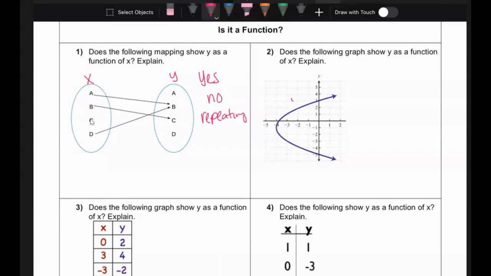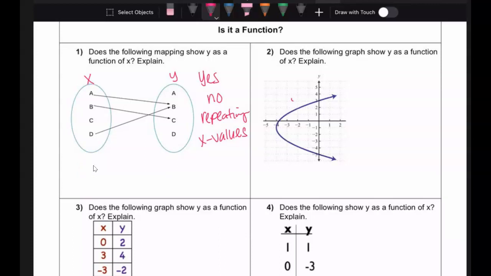Now you might say, well, what about that b value? They share the b value. That's also okay. That just means that the y repeats. You'll have an AB and a DB. We don't care about repeating y, so it doesn't matter if they share here. As long as every single thing on the left side has its own arrow, it is still considered a function.